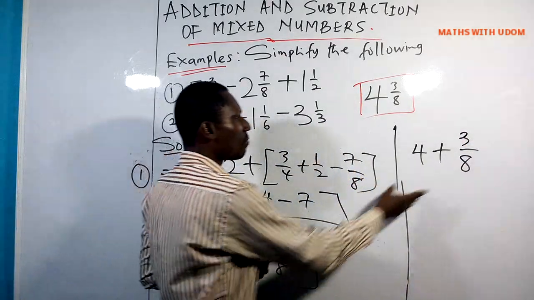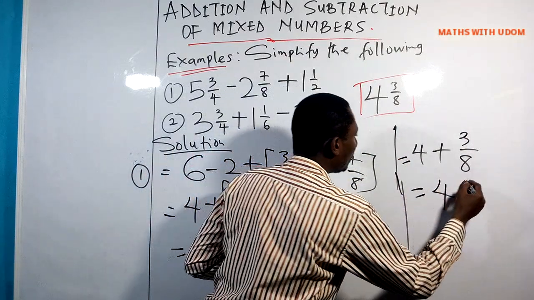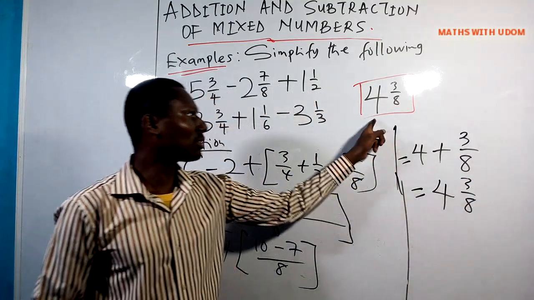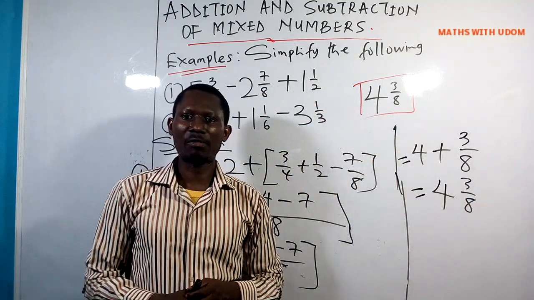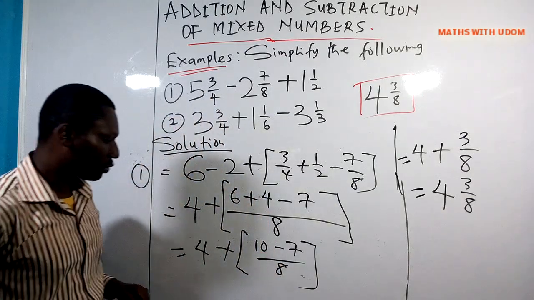Then the next thing for us is to merge these two together. If you merge these two together, what do we have? We have 4 whole number 3 over 8, which is exactly what we got when we used our first method. Is that okay? Now let's move to our second example, example 2.